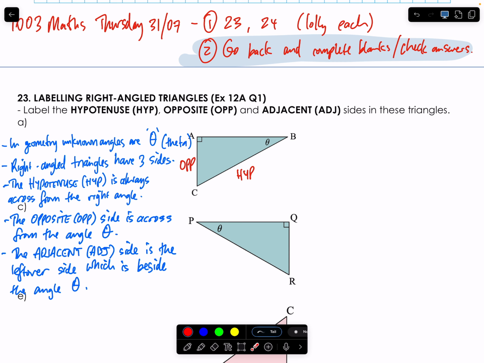Okay? The other way to do it is just work out the two more obvious ones. And what's left over? The adjacent one.